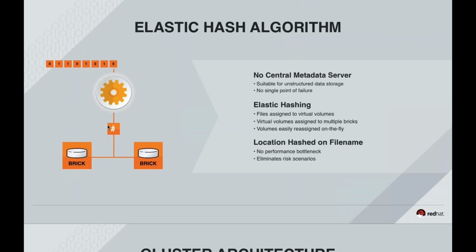Take a look at the elastic hash algorithm, which is the heart of Gluster. So this elastic hash algorithm decides where exactly a file will reside, and it also enables the clients to know the location of a file, so that clients can perform the I/O operations as and when needed.